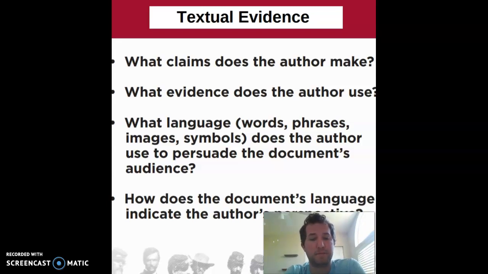So you look at the claims the author makes, the evidence the author uses, what language he or she uses to persuade the audience, and how the document's language indicates the author's perspective. After doing that, you take that information and you quote the most powerful lines that best support the argument you are making in whatever essay you are writing. So those are the four major skills we are going to be learning and going over.